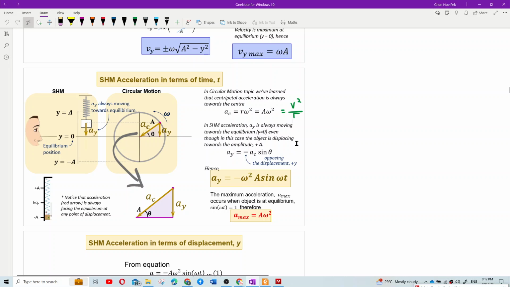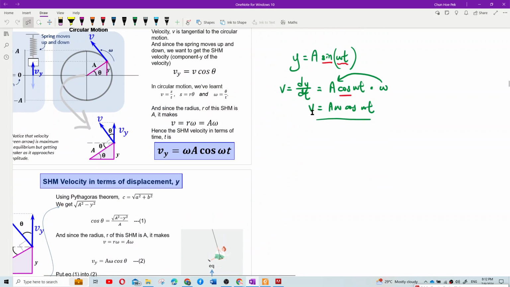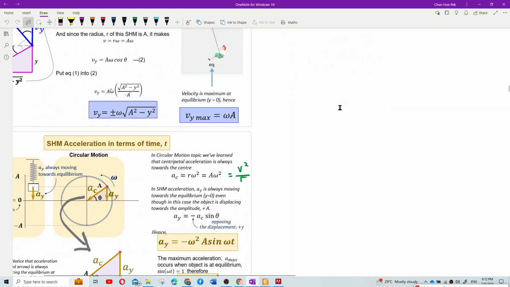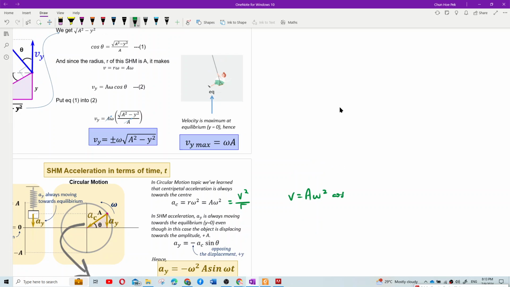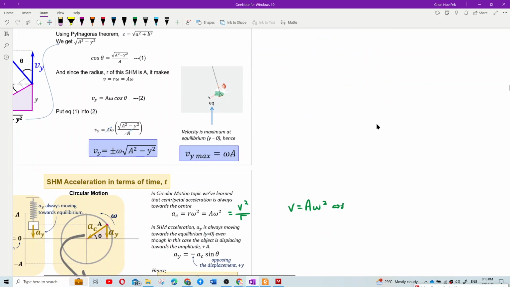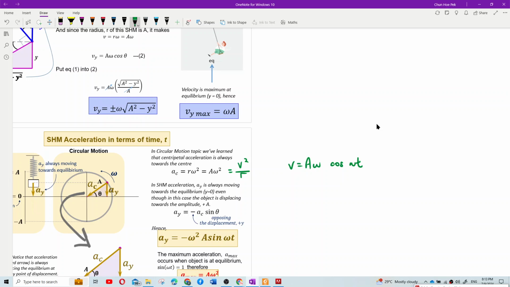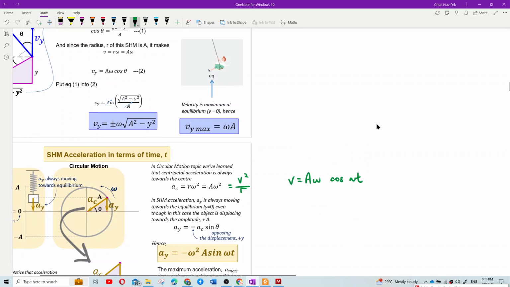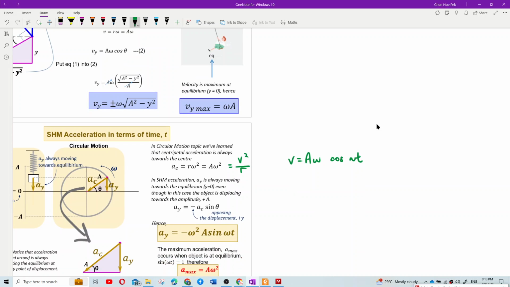Another way is we differentiate. Just now we got the formula for velocity, right? V equal to A omega cos omega t. We proceed with this formula. Relax class, this differentiation is just for general knowledge. Later during problem solving, we're not going to differentiate or derive any formula. But I have to teach it because it's in the syllabus.